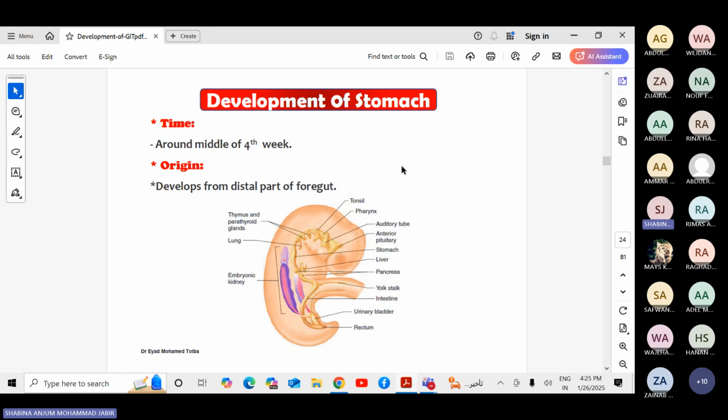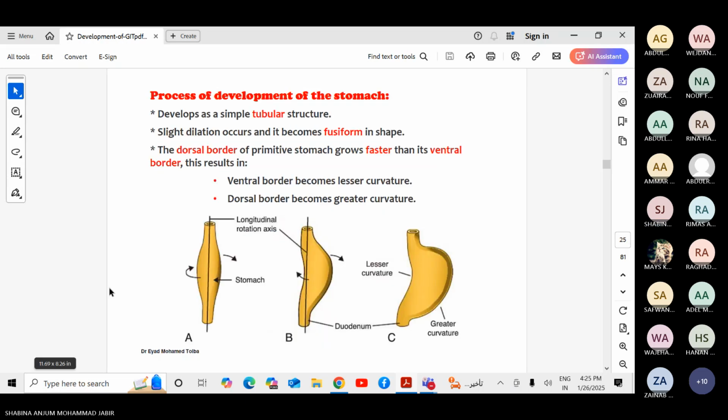Then next we have the stomach. Around the fourth week, what will happen? The distal part of the foregut will start developing as a fusiform swelling. Can you see here? This is a fusiform swelling. So from the tube, it will become fusiform.